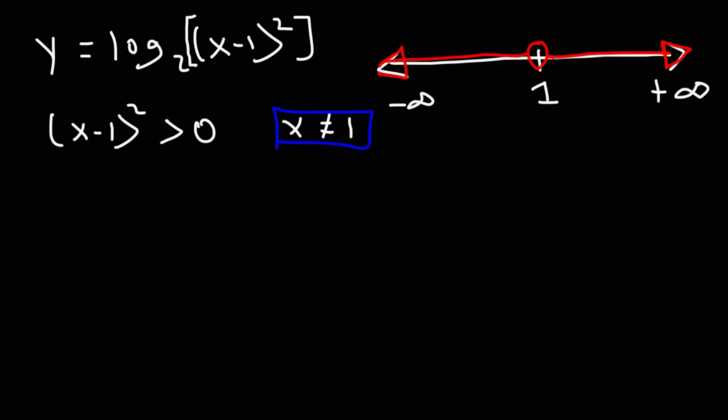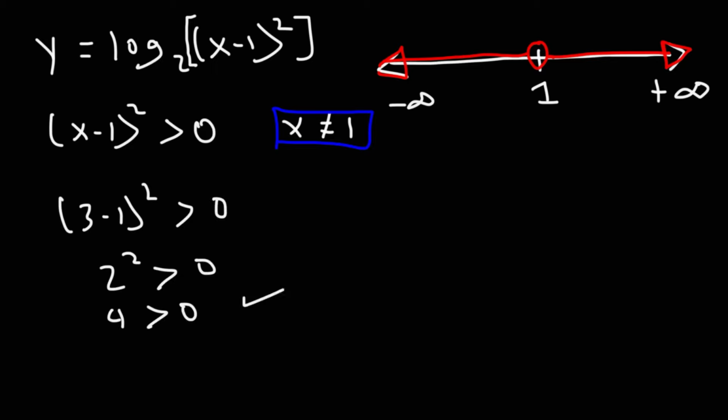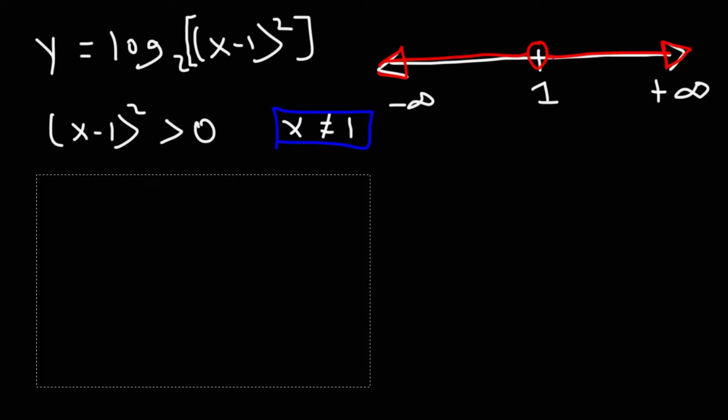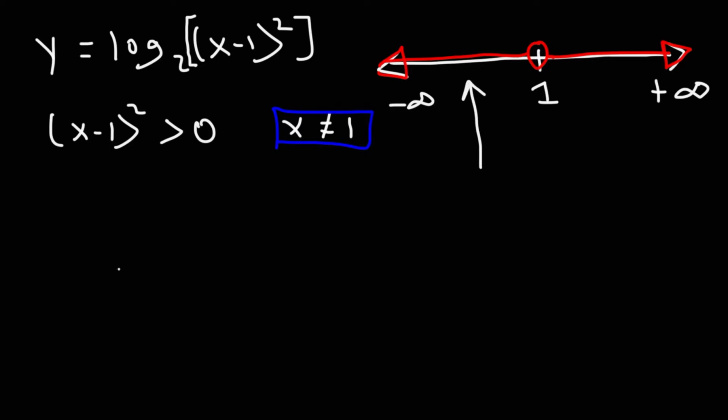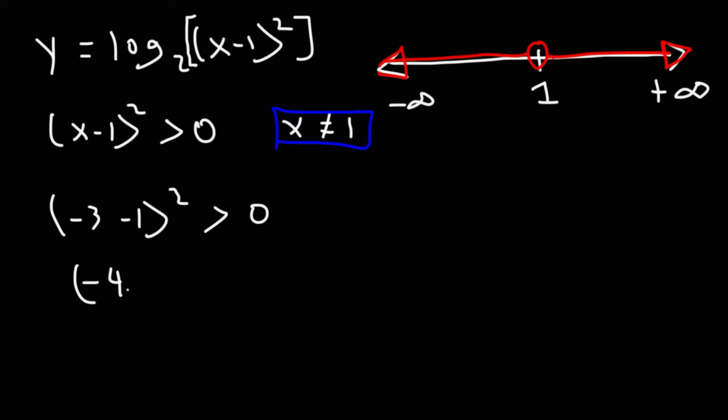Now, if we plug in a number between 1 and infinity, let's say 3, this is going to work. 3 minus 1 is 2, 2 squared is 4, 4 is greater than 0. So we're good there. Now, if we pick a number on the other side, let's say between negative infinity and 1, let's try negative 3. Negative 3 minus 1 is negative 4. Negative 4 squared is positive 16, which is greater than 0. So that works. So it will be true for both sides except 1.